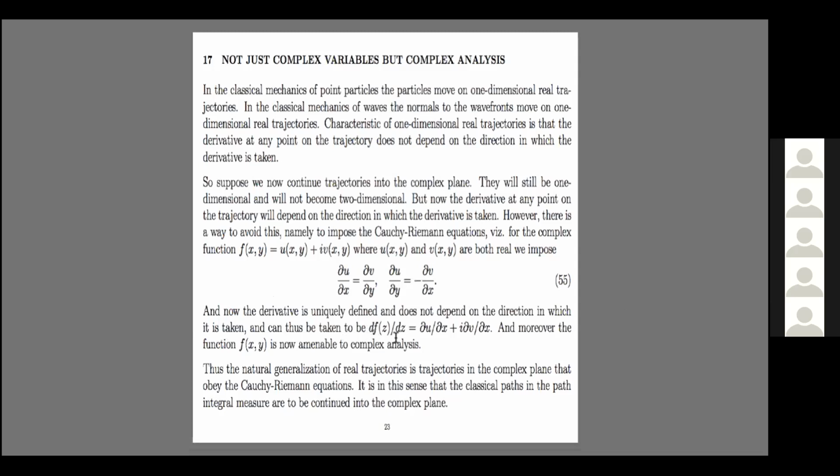And we can even write df dz is just the derivative on the real axis. And so that's the generalization of the real axis derivative in the real case. Now that f obeys this condition, it's amenable to complex analysis. Thus, the natural generalization of real trajectories in the complex plane is trajectories that obey the Cauchy-Riemann equations. It's in this sense that the classical paths in the path integral measure are to be continued into the complex plane. They have to be still one-dimensional paths, but paths that obey the Cauchy-Riemann equations.